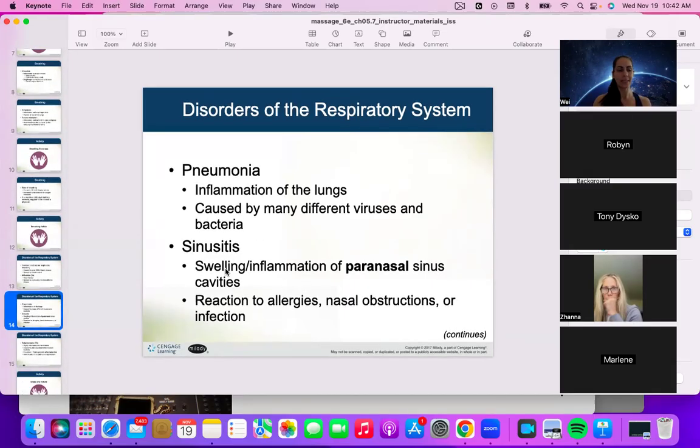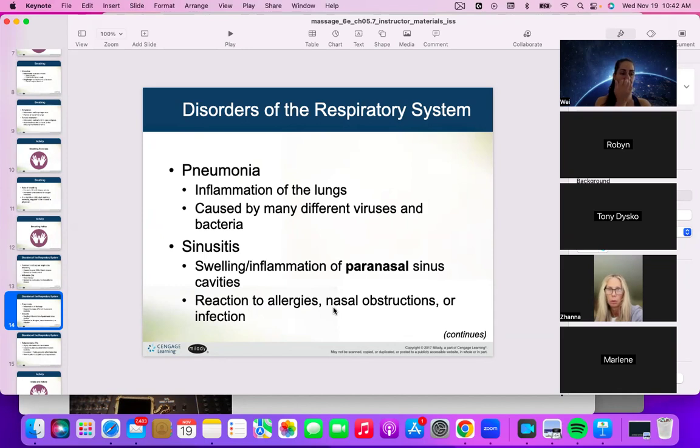Okay, next one, sinuses. This is allergic reaction, nasal obstruction, or infection. So you'll see swelling of the paranasal cavities, reaction to allergy, obstruction, or inflammation. Now, the symptoms you can have with that are tenderness, pressure headaches, runny nose, congestion, sometimes facial or tooth pain.